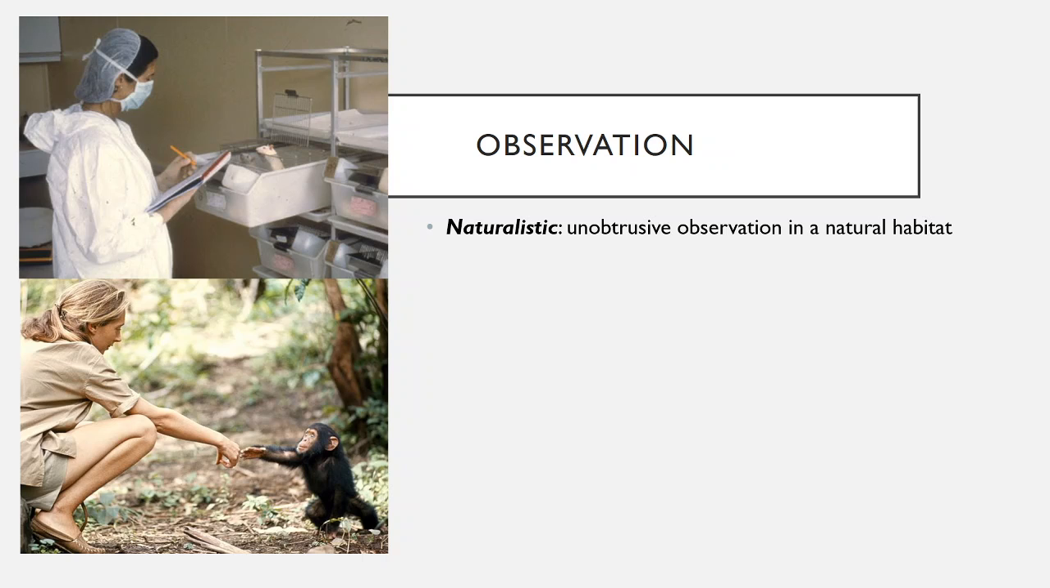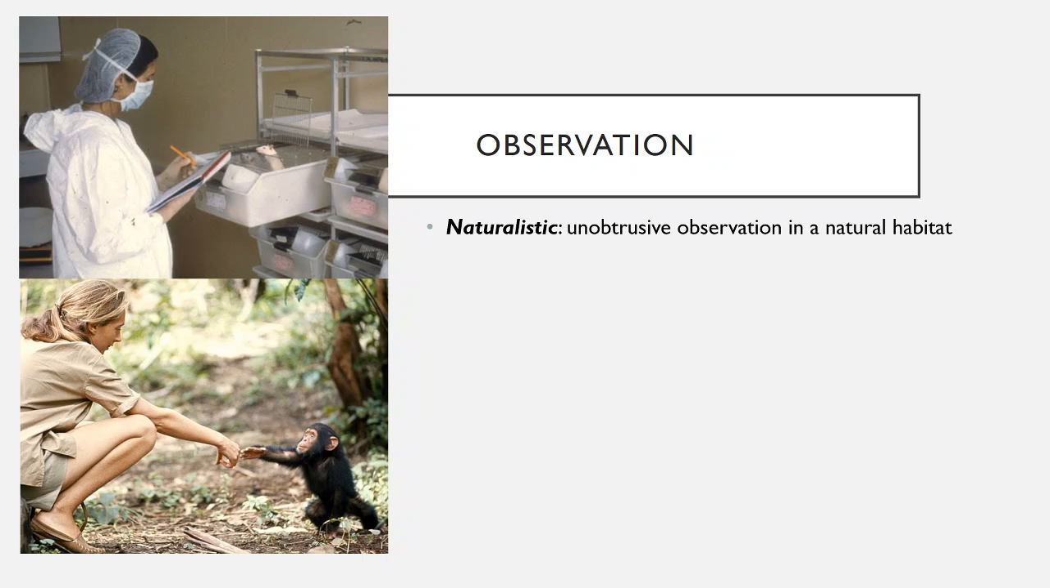So the most uncontrolled environment is going to be a naturalistic observation. This is when a researcher unobtrusively observes human or animal participants in their natural habitat. This is obviously going to be the best way to get the most genuine behavior from your participants, particularly if they don't know that they're being watched. People act more genuine in their natural habitat.